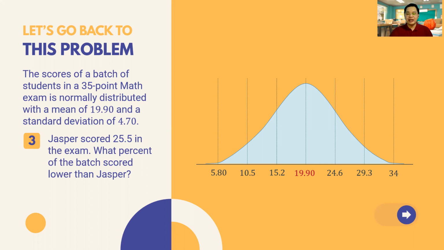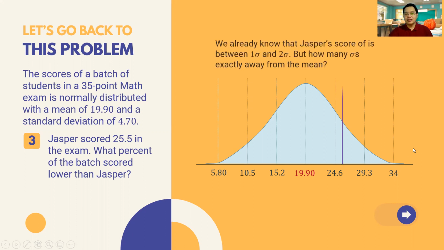And we already said previously that Jasper's score puts him at this position along the x-axis. We already know that Jasper's score is between 1 and 2 standard deviations away from the mean. But the question now is how many standard deviations exactly away from the mean? And this is where we can make use of the standard score, or Jasper's standard score, to answer this question.